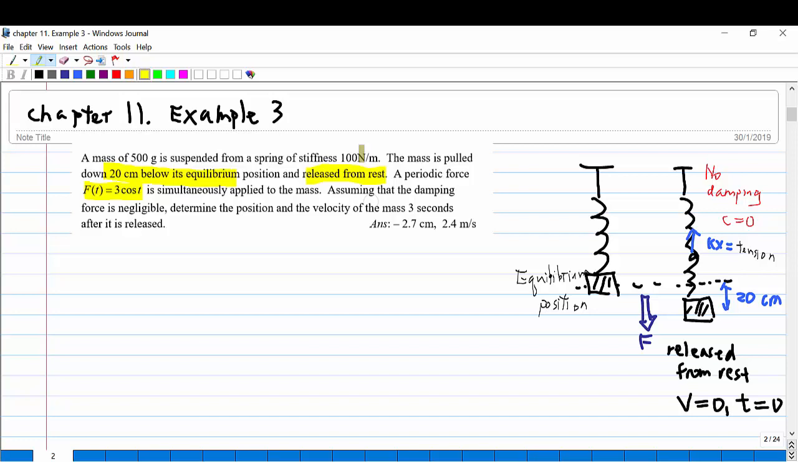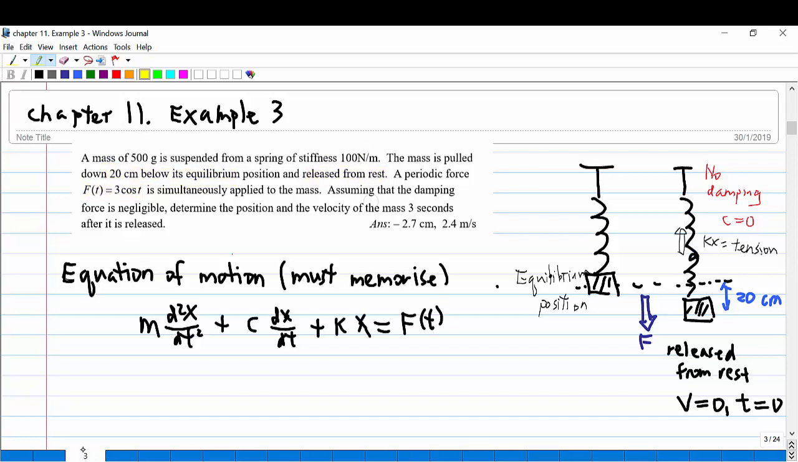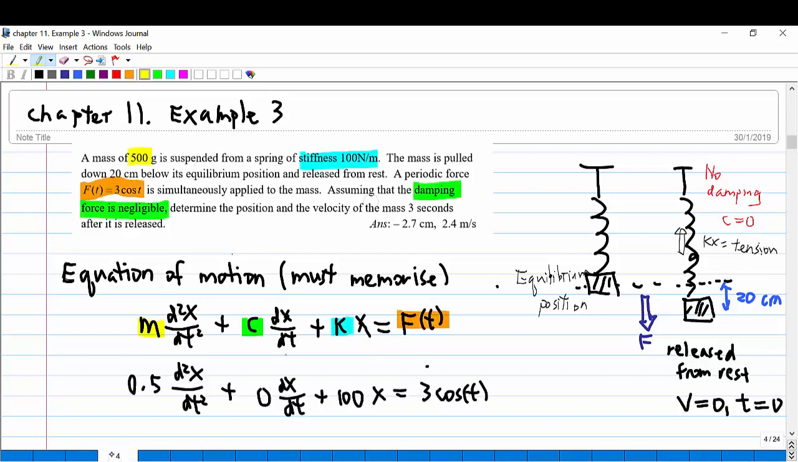So let's look at how we set up the equation of motion. The equation of motion you must memorize is m times d2x/dt squared plus c times dx/dt plus kx equals F(t), where c times dx/dt is the air resistance, kx is the tension inside the spring, and F(t) is the external force.